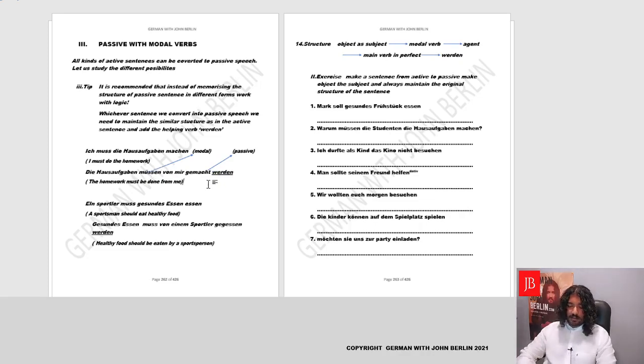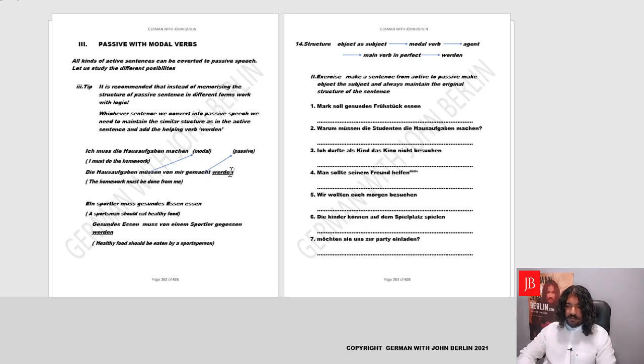Very good. Von mir gemacht werden. The homeworks must be done by me. Ich is made into von mir, like we learned earlier. The main verb machen is turned into perfect, gemacht, yes. And we introduce werden, the helping verb for passive, in the end.